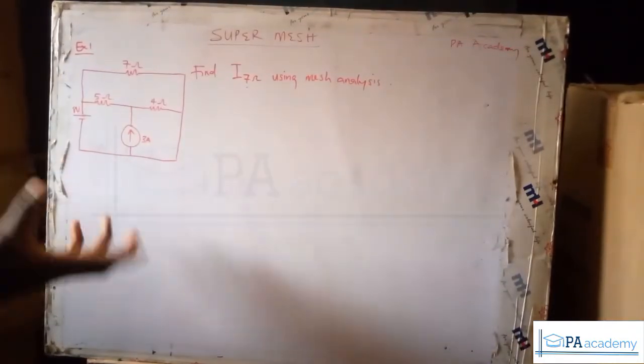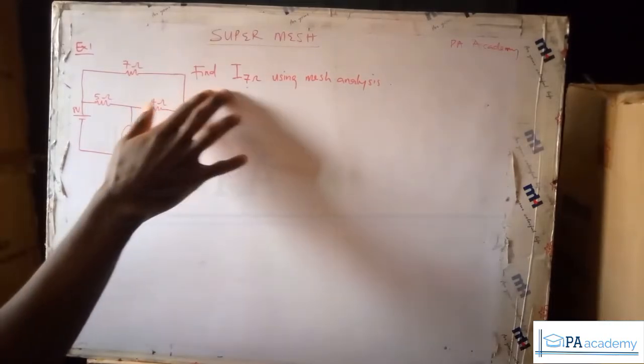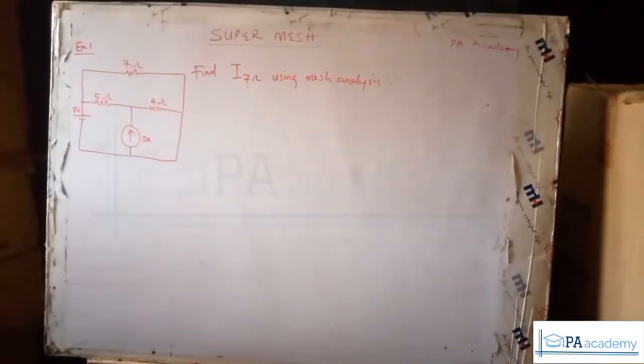Now, this is a typical question that you come across. If you look at the way the question is written, it says find the current in the 7 ohm resistor using mesh analysis. You can see the question did not tell you that it is super mesh, and that is another thing you need to pay attention to. Questions that have to do with mesh analysis will not tell you when it is super mesh. But when you come across the question, you should be able to spot immediately that this question is a super mesh.